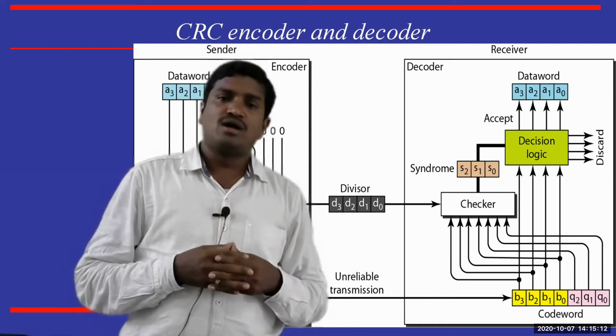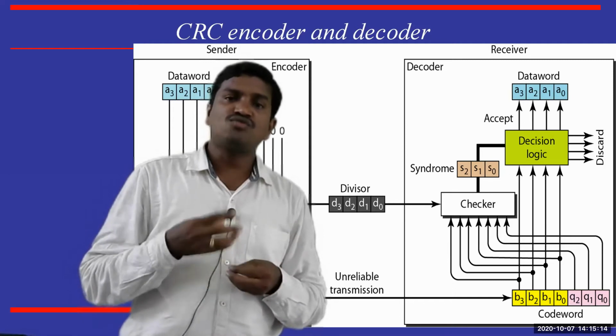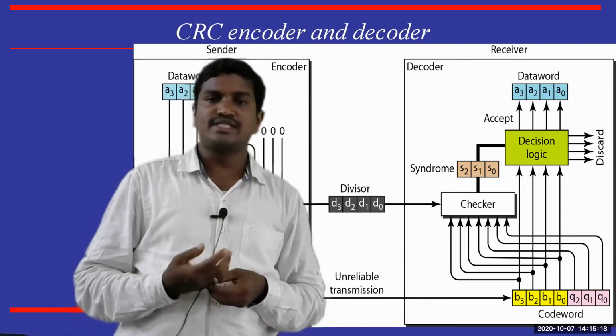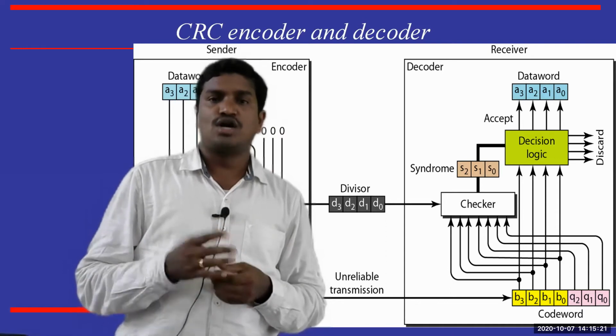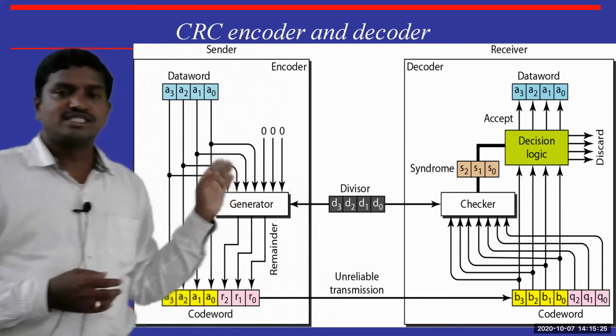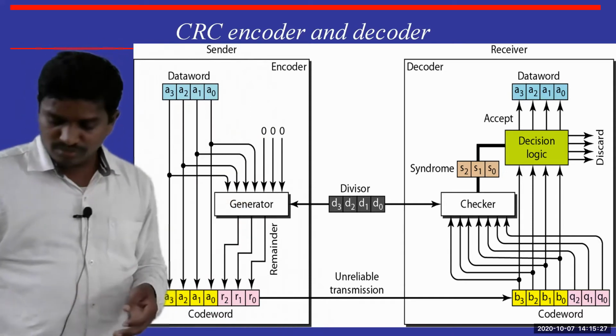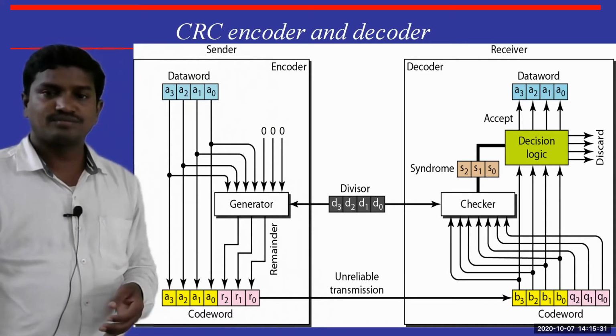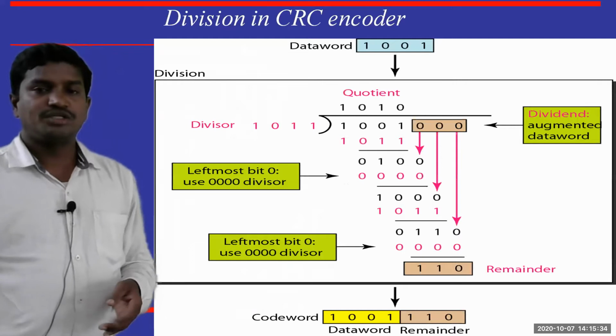Both parties should agree on one divisor, and that divisor is useful to detect whether the received code word is corrupted or not. So this way, encoder logic and decoder logic exist in the CRC methodology. Now, let us see in depth. Now take an example.